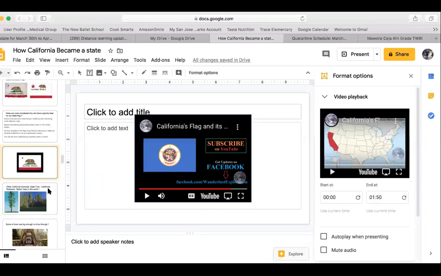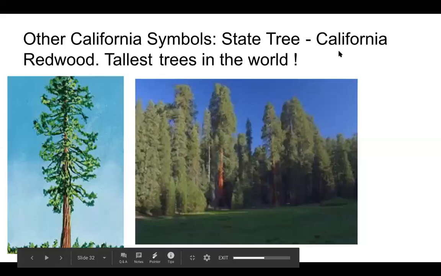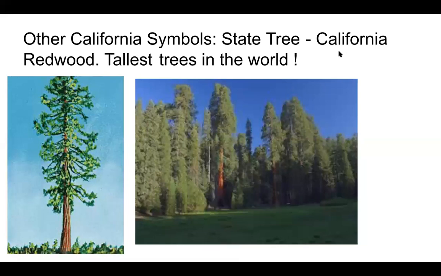Okay, there you go. So there is the background on why we have a bear on our flag. So grizzlies were indigenous to California. So back in the day, there were quite a few grizzlies. And so that is where we get the name of the Bear Flag Revolt.